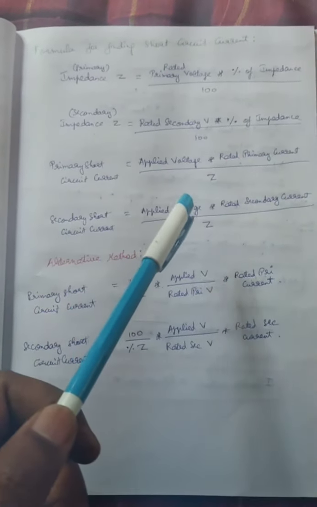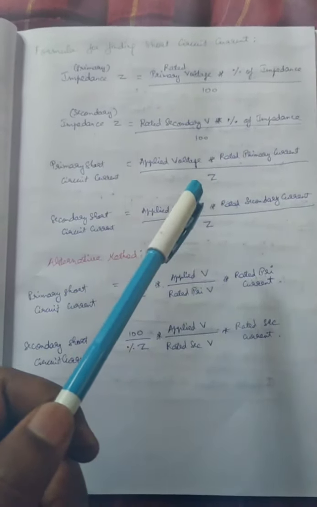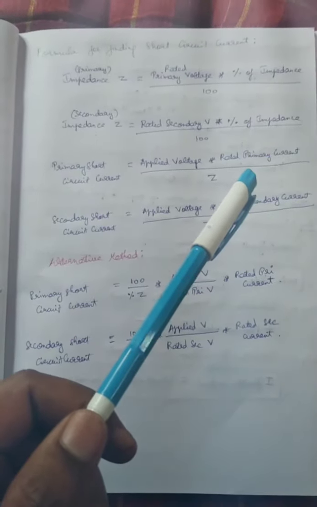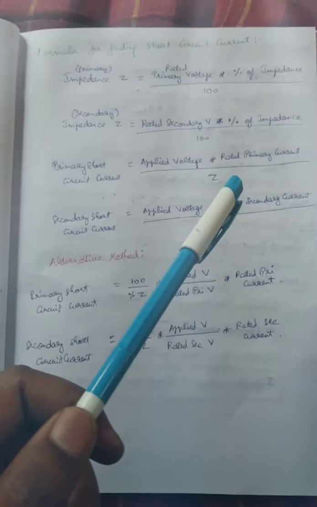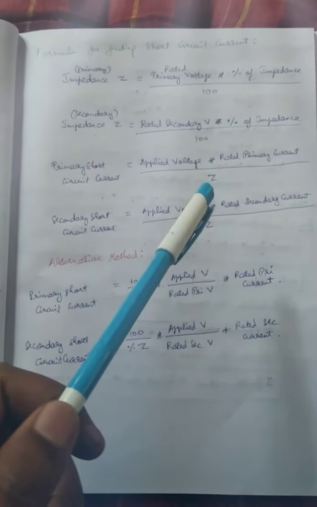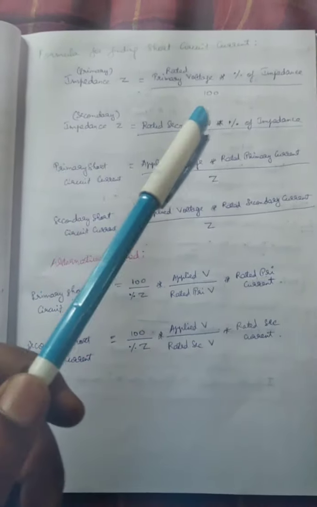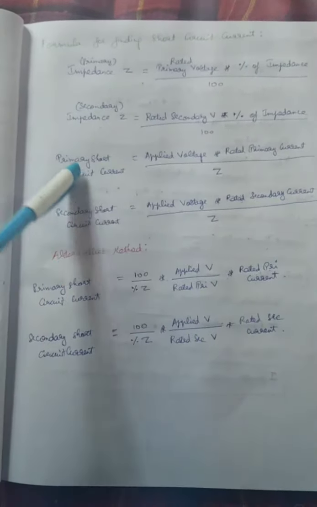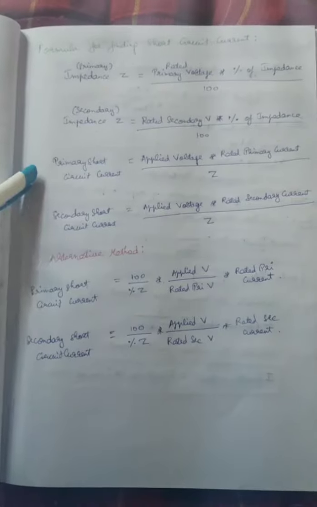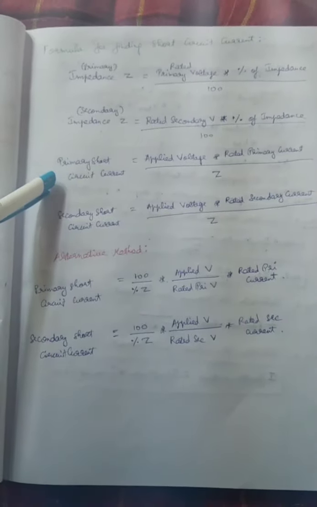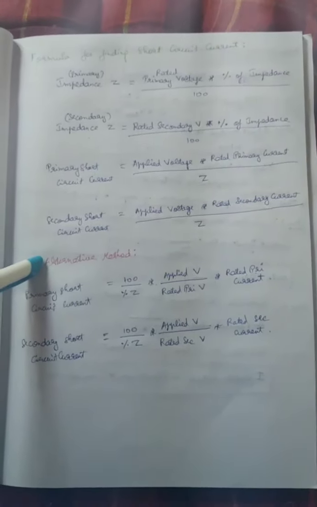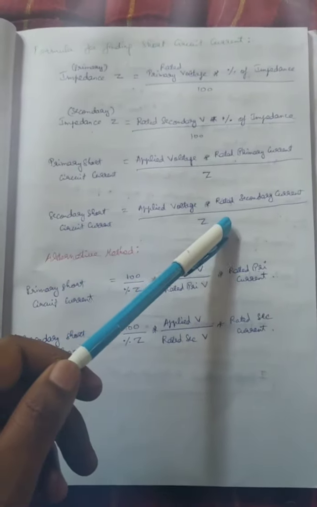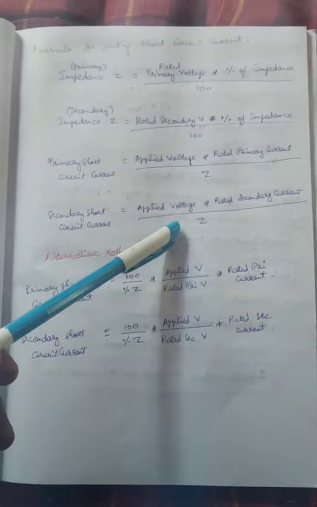The rated primary current is mentioned in the nameplate itself. So from here we can easily understand that the applied voltage we already know, and the rated primary current is also mentioned in your transformer nameplate. Then the Z impedance value we calculated by this formula. So we need to apply it and calculate the primary short circuit current.